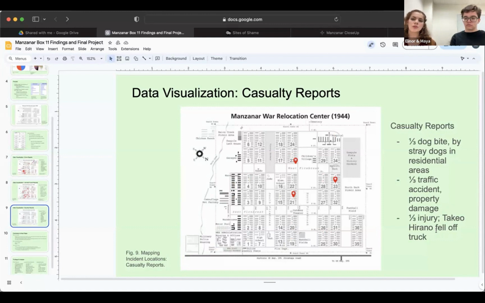I will also note that within the expanse of the entire box, we did see 2 cases of dog bites, but only one of them was listed as a casualty report, while the other was a crime report. So again, we're seeing this lack of standard, but also this sort of criminalization.